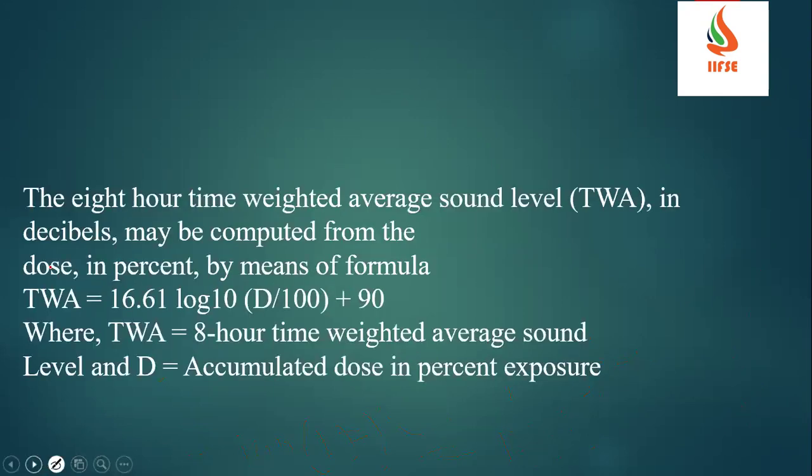If you see the 8 hours time weighted average, which is also called TWA, in decibels, it may be computed from the dose in percentage by means of a formula. If you want to calculate TWA, time weighted average, we can use the D value with this formula: 16.61 log 10 of D, the noise dose, divided by 100, plus 90. This is generally calculated for 8 hours of duration.